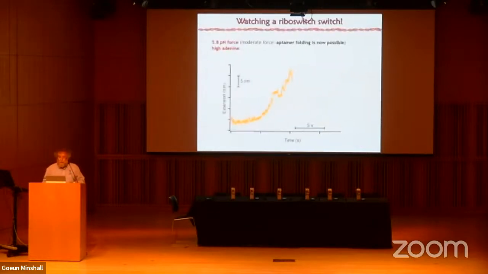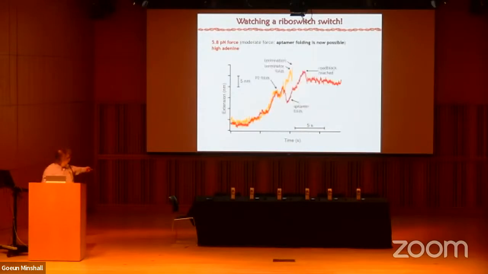So here it is. You can actually watch a riboswitch in the absence of adenine, or in high adenine, you can actually see the difference. So here is without the adenine present, but with adenine present, the aptamer is actually able to fold, and you can see it getting shorter here. And then it goes up until it reaches our little roadblock.